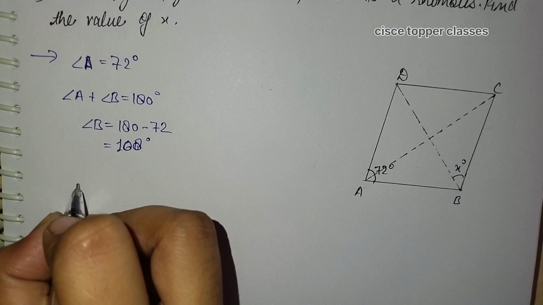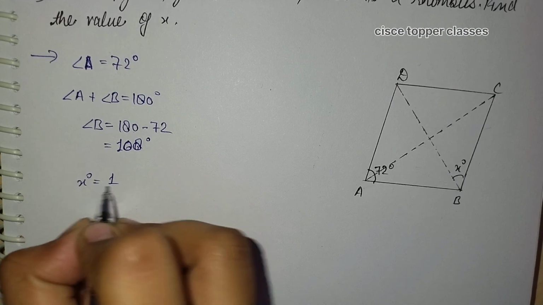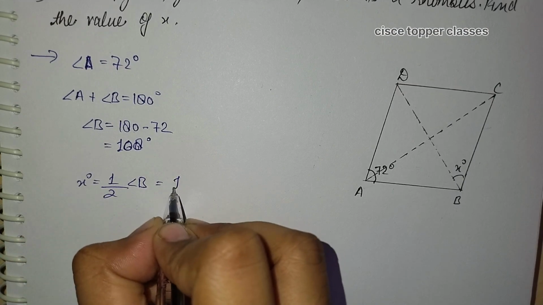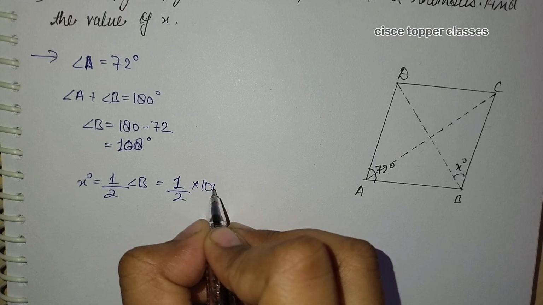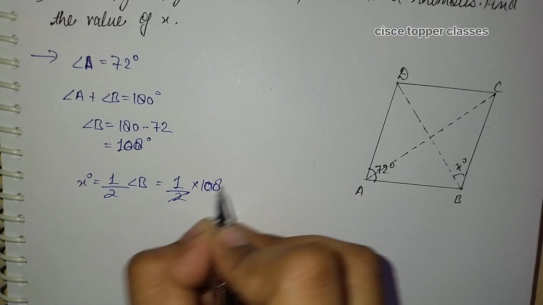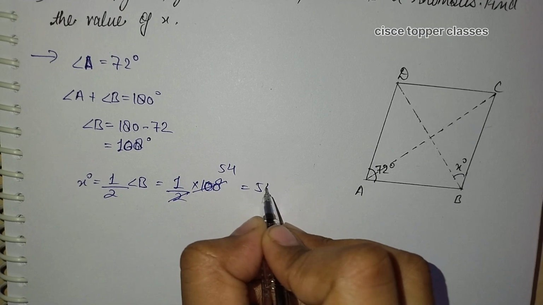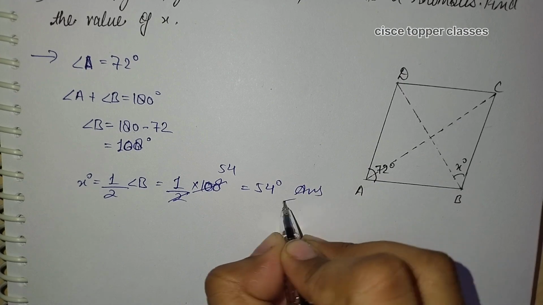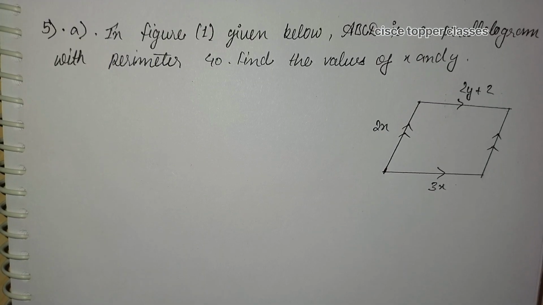So we can simply write that x degree is equal to half of angle B. We'll put the value of angle here as 108 degree. So this will be 108, this will be cancelled out, and it will be 54 degree as the final answer here in this question.